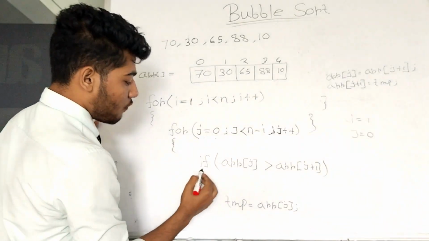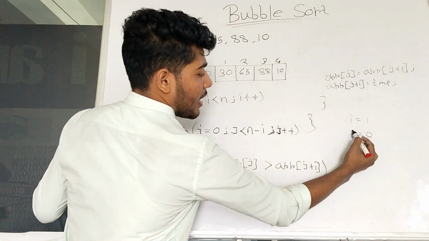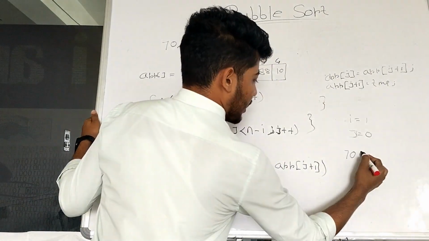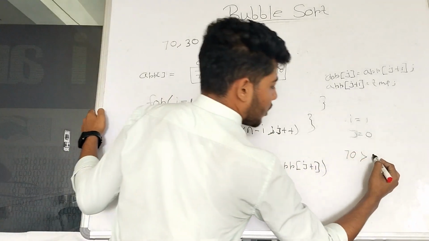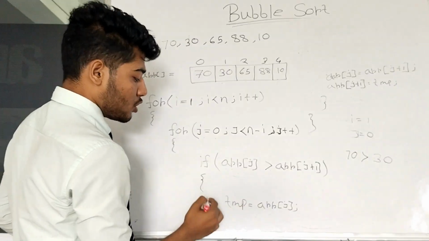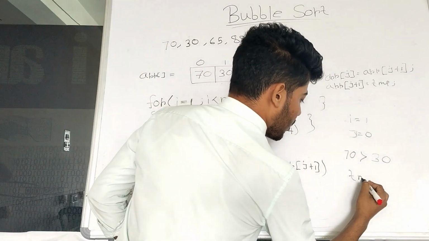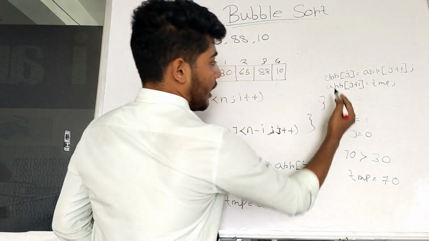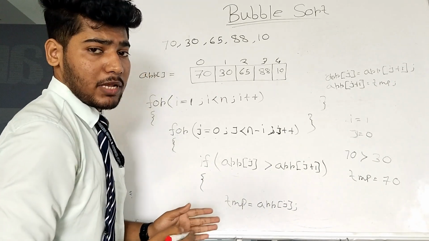Next, it will check if arr[j] is greater than arr[j+1]. arr[j] means arr[0], which is 70. So is 70 greater than arr[j+1], which means arr[1], which is 30? 70 greater than 30, it's true, so it will enter the if condition. So tmp equals arr[j]. arr[j] is 70, and we will swap arr[j] and arr[j+1].